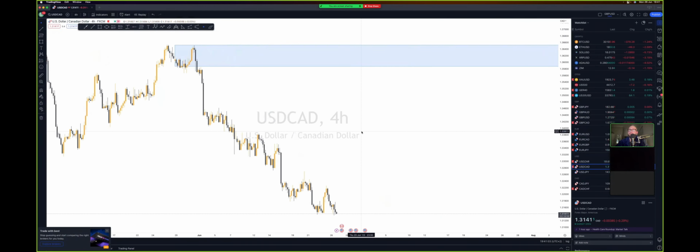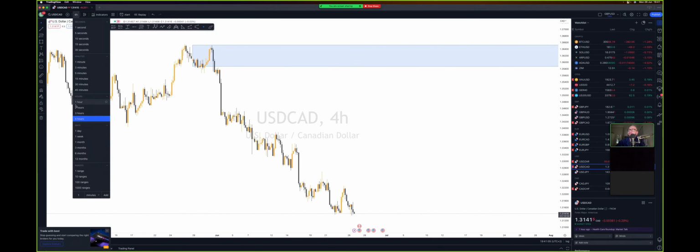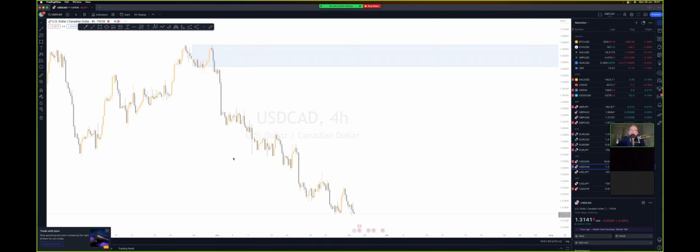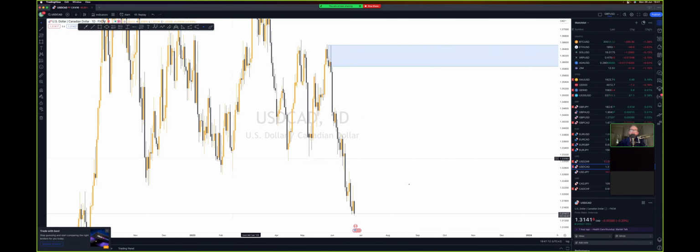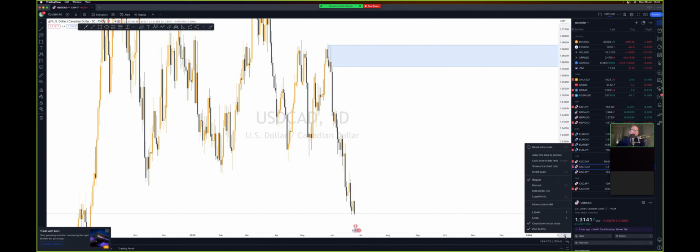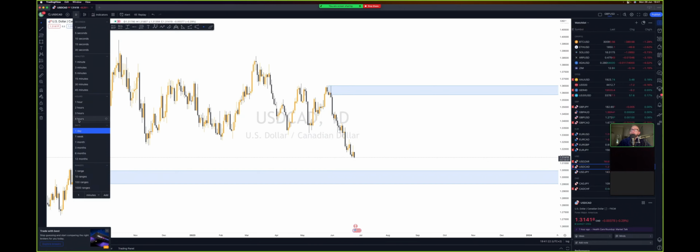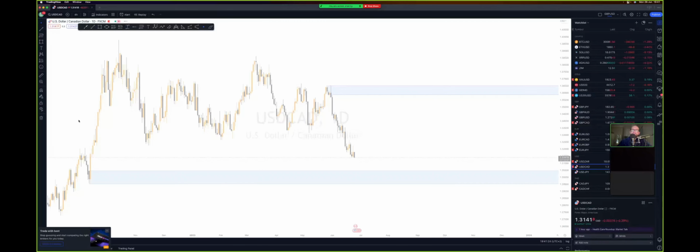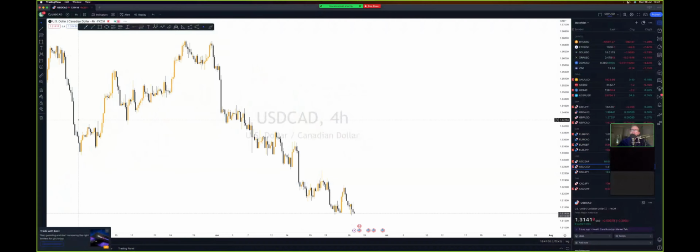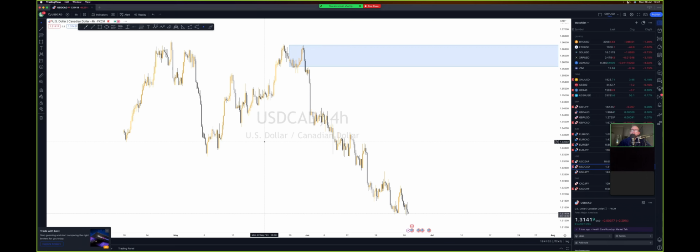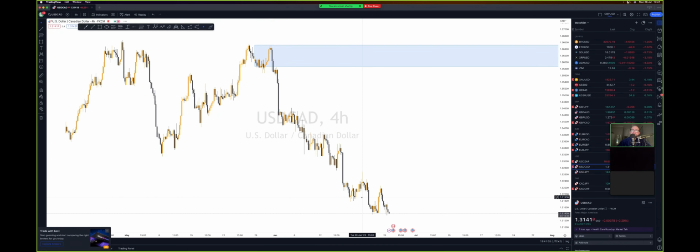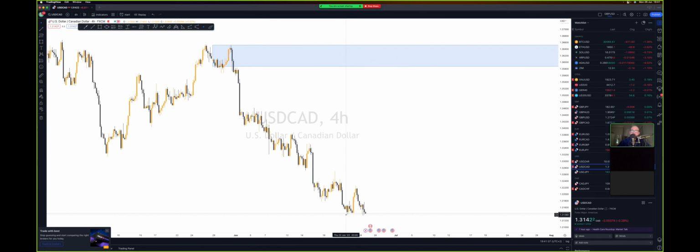And then we have USD CAD. Let's just check that daily again. Okay, USD CAD still waiting in terms of daily moves. Loading. That looks good. That looks proper. These look like taken out areas.